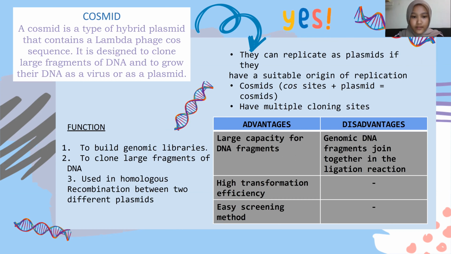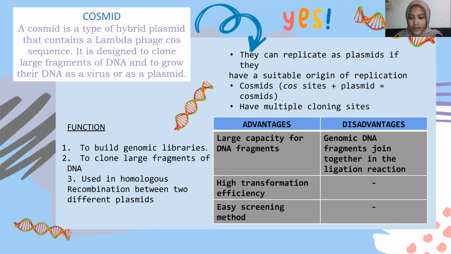The first function is that it is used to build genomic libraries. The second is that it is used to clone large fragments of DNA because it can carry up to 45 kb. And the third is that it can be used in homologous recombination between 2 different plasmids in the same cell, and grown in both bacteria and also animal cells.